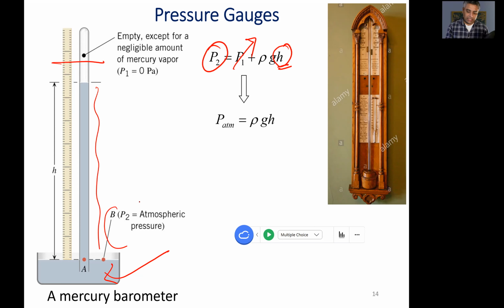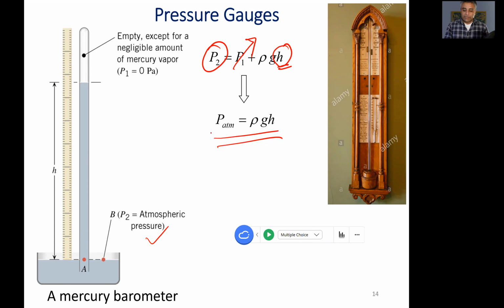And let's say pressure here is the same as atmospheric pressure, because we are measuring the atmospheric pressure. So that pressure is pushing this fluid to this height, and that is given by this equation. That is the height, how high this mercury stands. How high it stands depends on pressure, right? So we can solve for height.